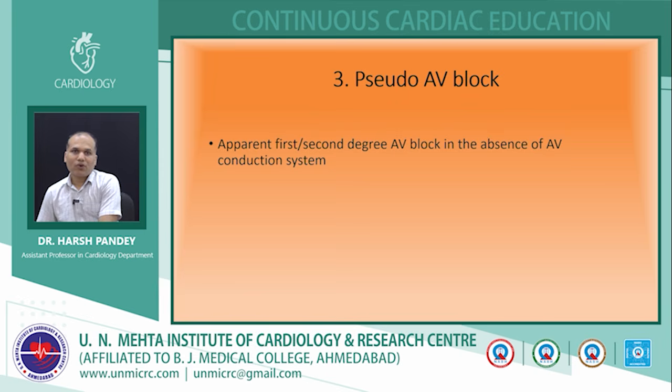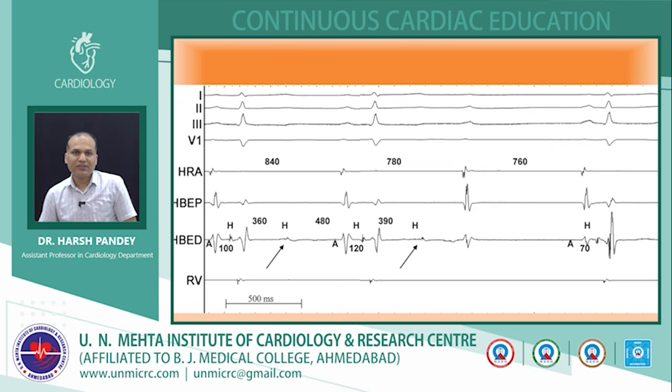Coming to pseudo AV block, it is an apparent first degree or second degree AV block in the absence of any AV nodal conduction abnormality, in the absence of any AV conduction system abnormality. Suppose this is one of the EGMs, you can see the first beat having AH and HV, with the AH of 100 milliseconds. Then a His extrasystolic beat came, but is not conducted, but somehow it penetrated into the AV node. Because of that, AH is increased to 120 milliseconds, and in the third beat you can see a His extrasystolic beat came, and after that one P wave came which has not been conducted.